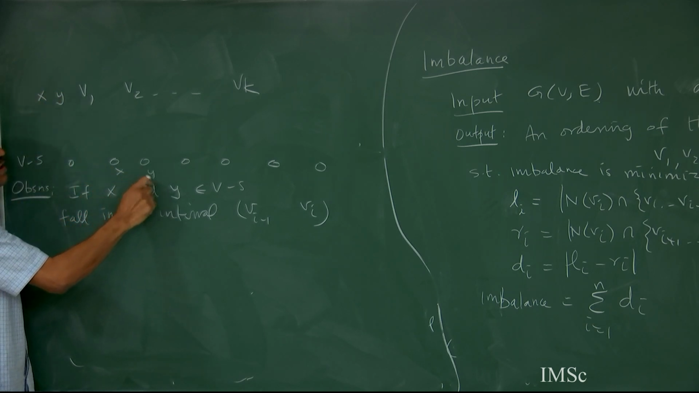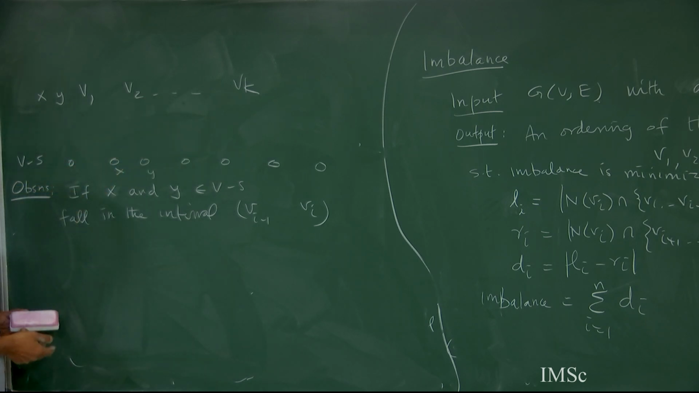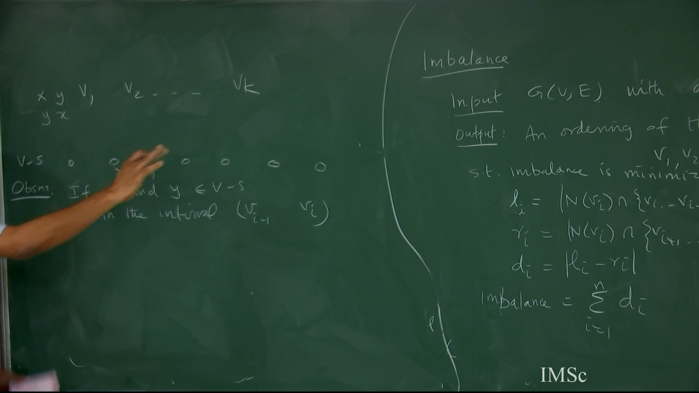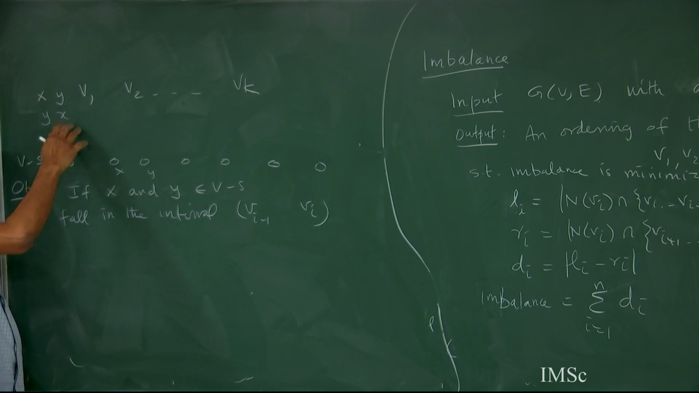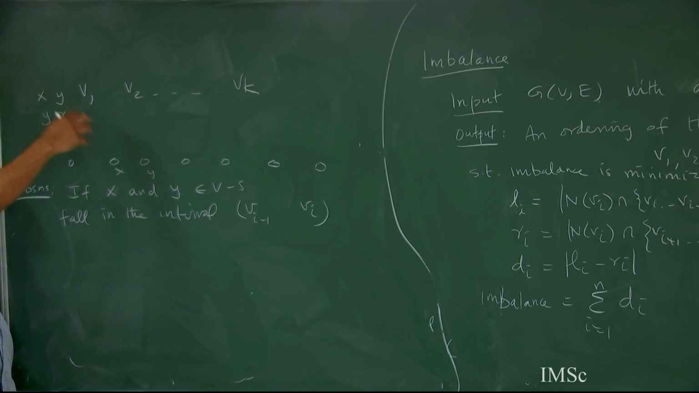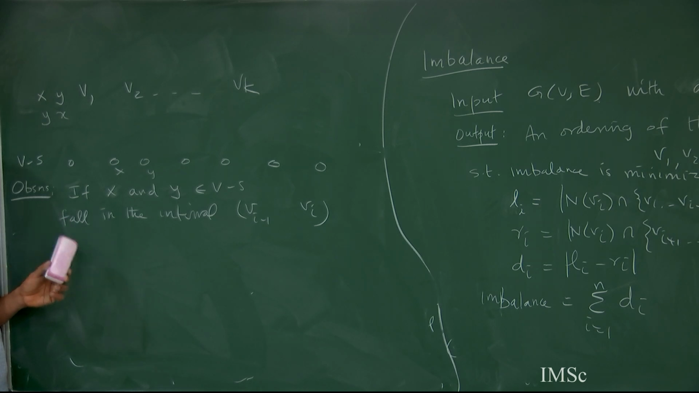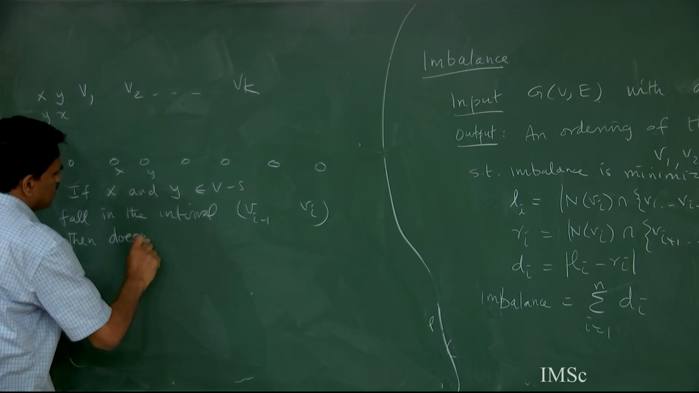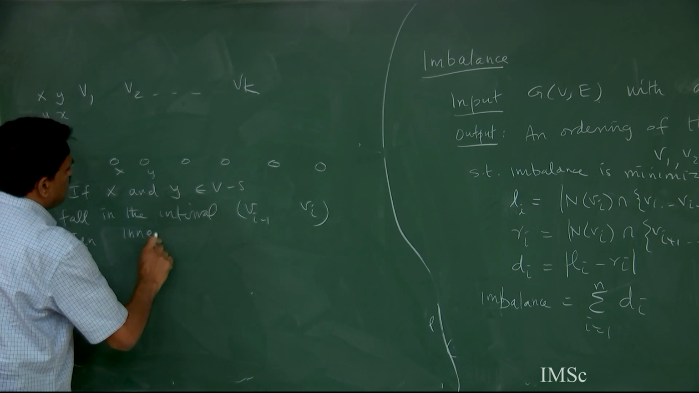So, suppose x and y are two vertices and for some reason I decided that both x and y go in this interval. Then it does not matter whether I put x before y or y before x; the imbalances will be the same, because these vertices are independent. The imbalance is caused by its connections to what is before and what is after among the vi's. So the inner order does not matter.